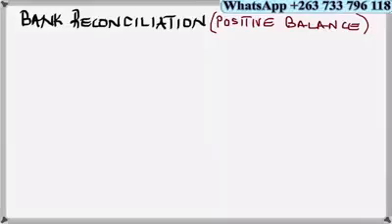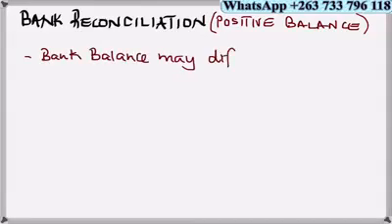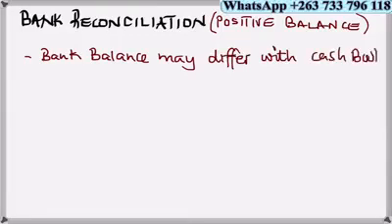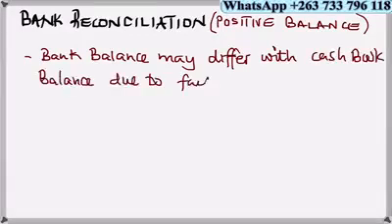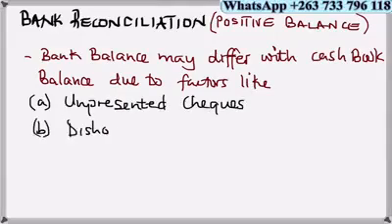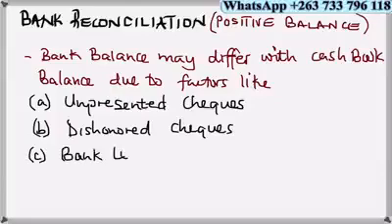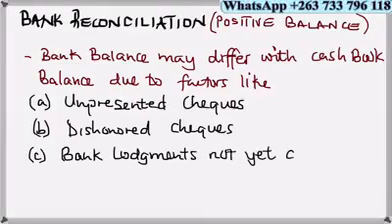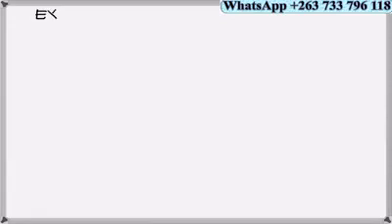Today we are going to look at bank reconciliation with a positive balance in the cash book. The difference between the bank statement balance and the cash book balance can be explained by three factors. These are unpresented checks, dishonored checks, and bank lodgements not yet credited to the bank account. These are the three main causes of the difference in the bank statement balance and the cash book balance. Let's look at the following example.